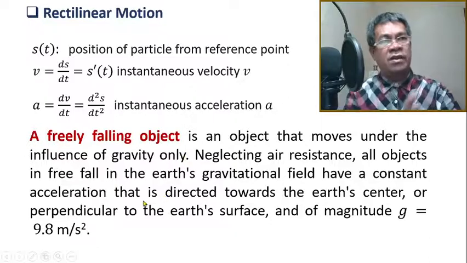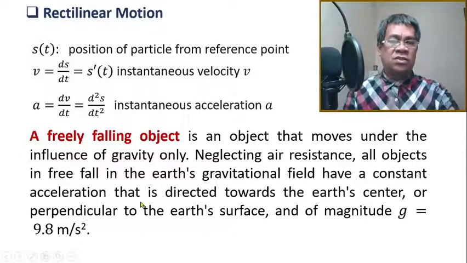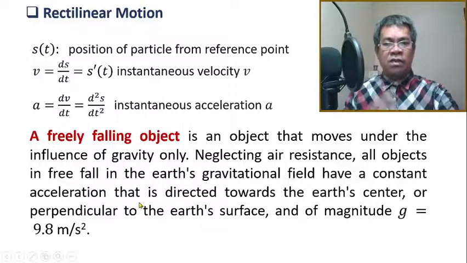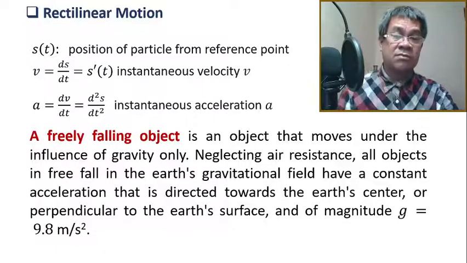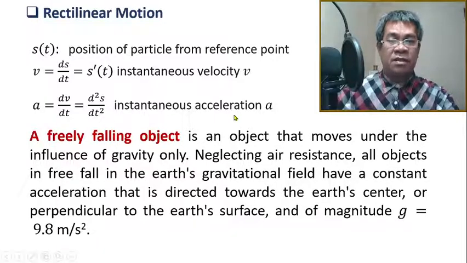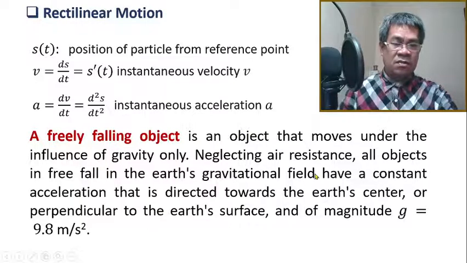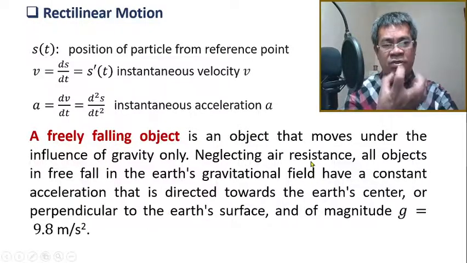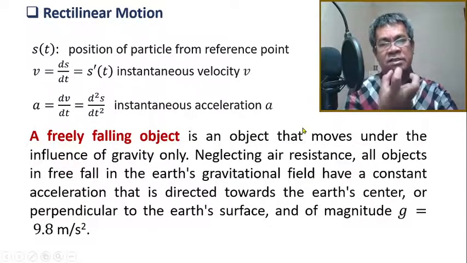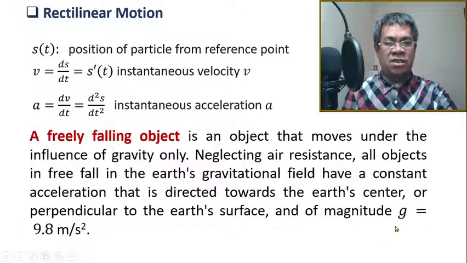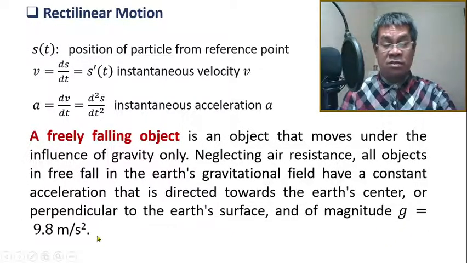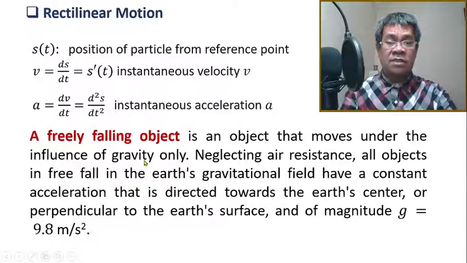We ignore the other factors like the rotation of the Earth, the gravitational pull of the moon or the other components present in the area. We concentrate only on the force of gravity, the force that attracts any object due to the Earth's attraction, which has an acceleration of 9.8 or 9.81 meters per second squared. Then we call it a freely falling body.